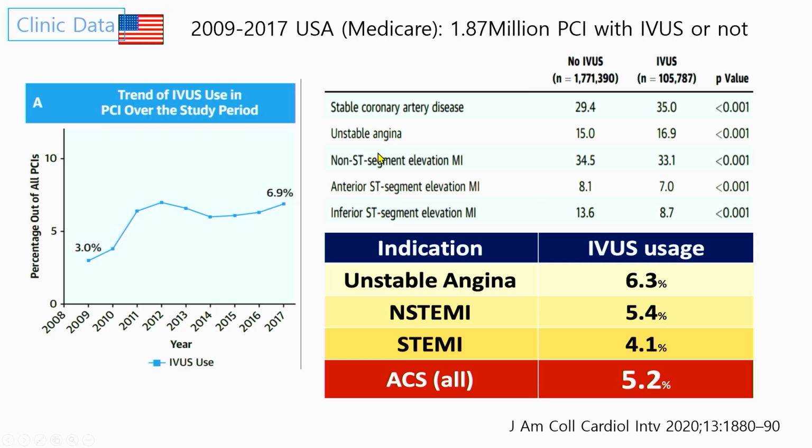And how about the data from America? The problem is that the penetration rate of IVUS in daily practice is very low. The American data from Medicare collected 1.8 million PCIs, with or without IVUS. The IVUS usage rate in unstable angina is about 6.3%, and in ACS in total only 5% use IVUS.